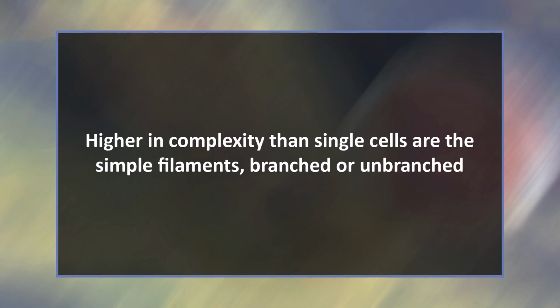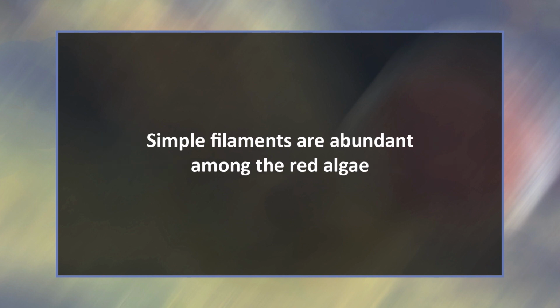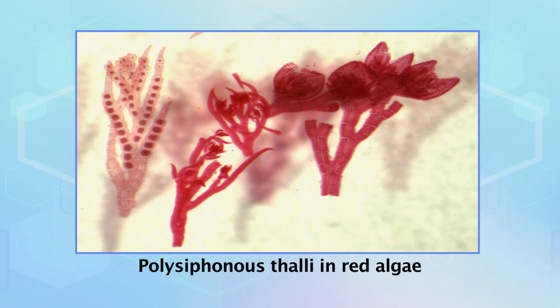Higher in complexity than single cells are the simple filaments, branched or unbranched. Simple filaments are abundant among the red algae. In some cases, these filaments are alternate life history stages of an alga of more complex thallus form. The simplest filaments are uniseriate, forming a single line of connected cells. Multiple cells in each segment define a multiseriate filament, while even more complex forms are organized into corticated or polysiphonous thalli.